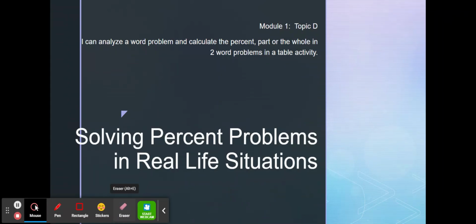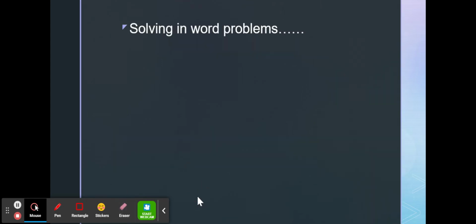All right, so it is time for Module 1, Lesson 26. You are going to be able to analyze a word problem and calculate the percent, the part, or the whole. And this says in 2 word problems in a table activity, but you know you're going to have more than that, right? Just so you're prepared. Okay, let's go ahead and get into this.